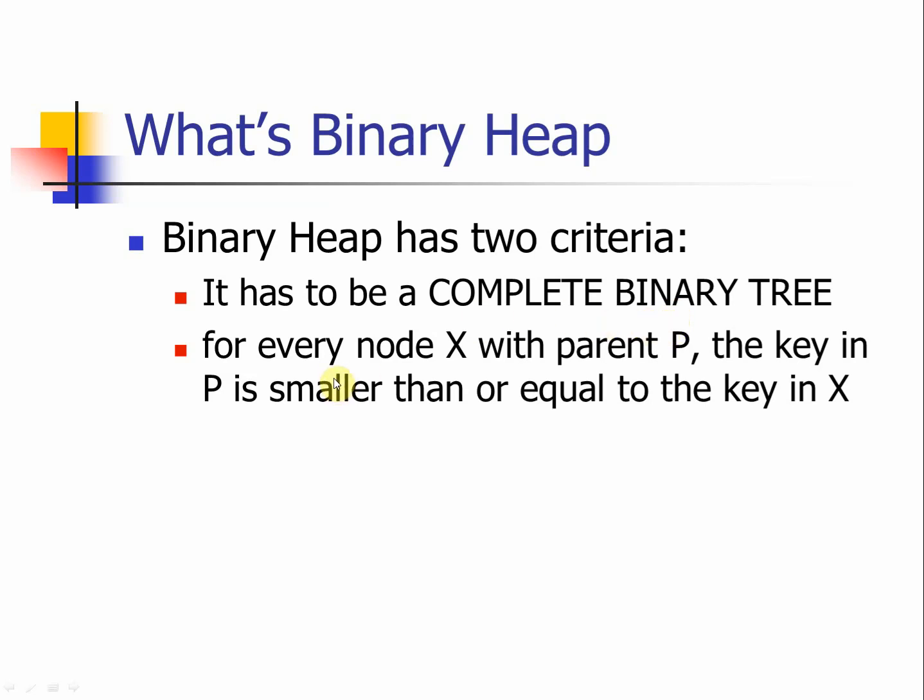The next criterion is that for every node X with the parent P, which means the parent is the one that we're looking at, the key in the parent is smaller or equal to the key in X. What does that mean? It basically says that the parent has to be smaller than both of its children if it has two children. That's the difference between a priority queue, which is a binary heap, versus the binary search tree. Because for a binary search tree, the left child is smaller and the right child is larger. In a binary heap, the parent has to be smaller than its children. That's the difference. So let's take a look at the first criterion, the complete binary tree.